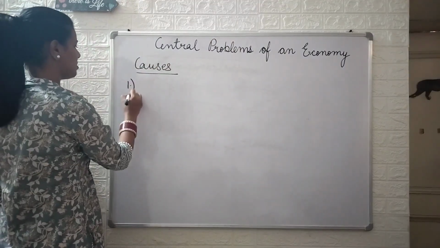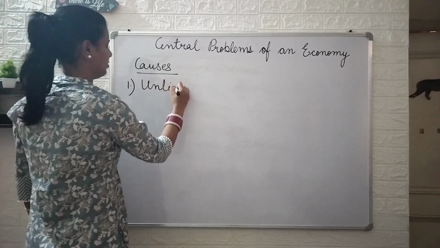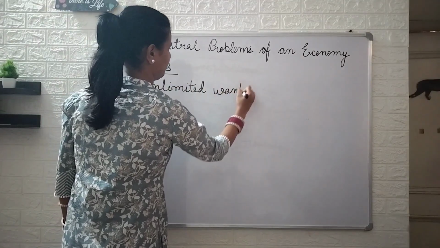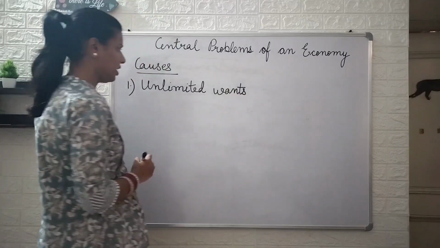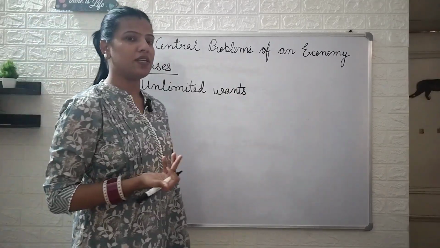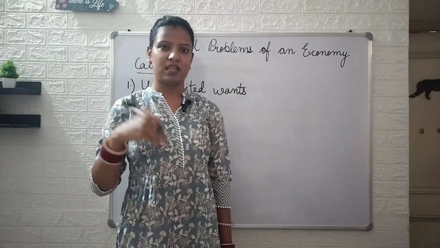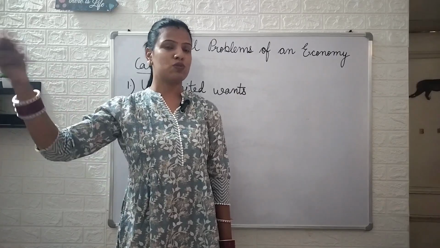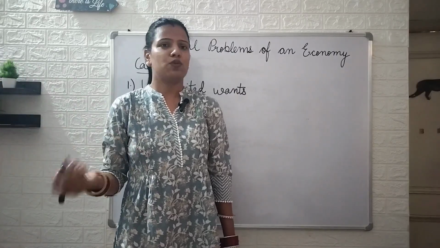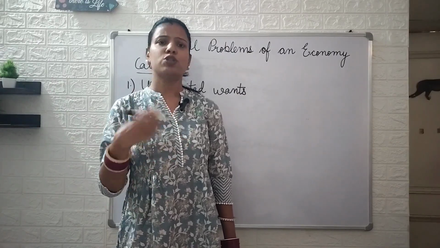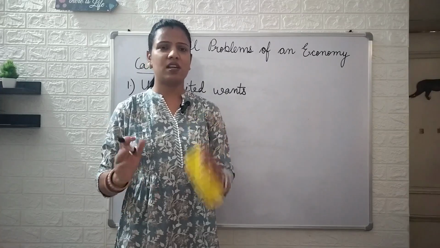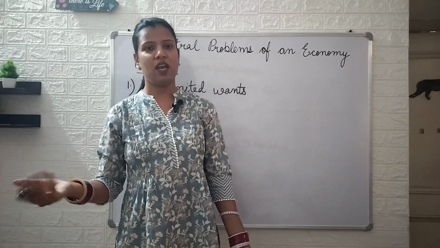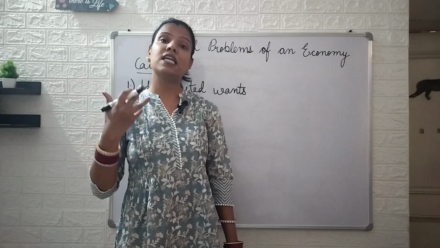Okay, the first is unlimited wants. Our wants are unlimited. Whenever one want is satisfied today, the next day we have another want, and the next day we have another want. Like today I have a want to buy a marker, tomorrow I have a want to buy a duster, and the next day I have a want to buy a book. So our wants are unlimited.